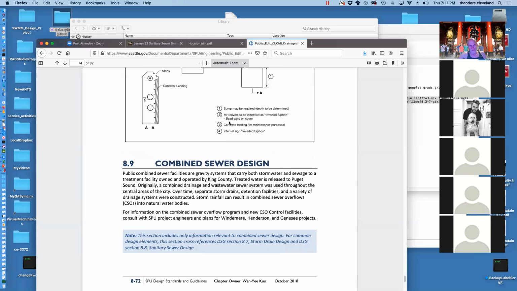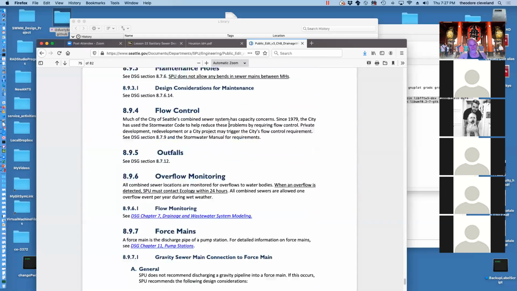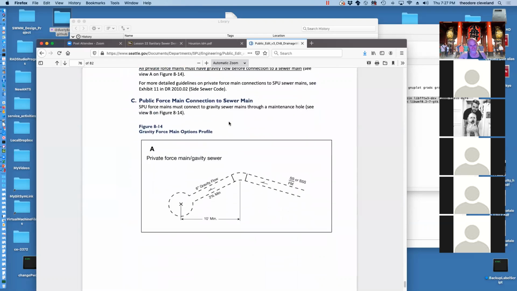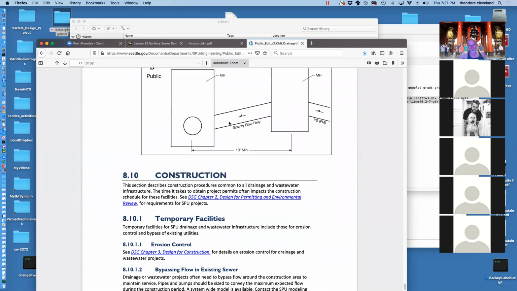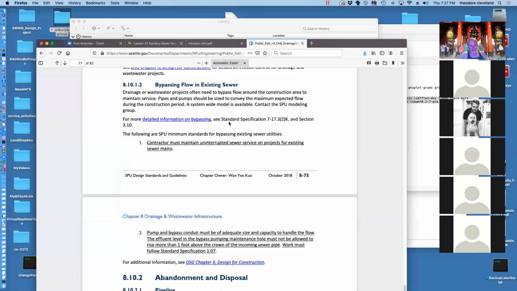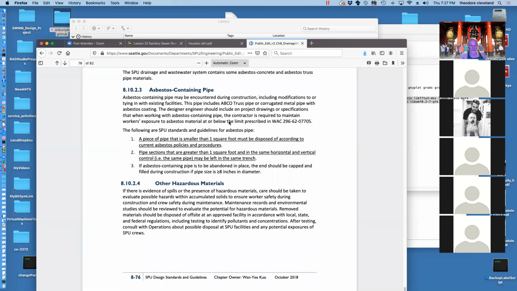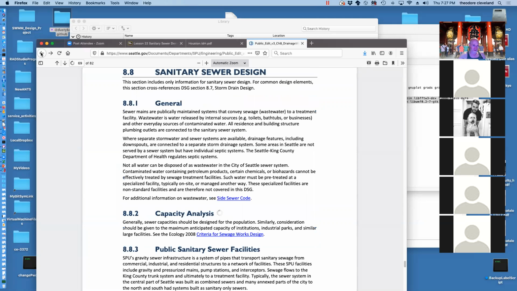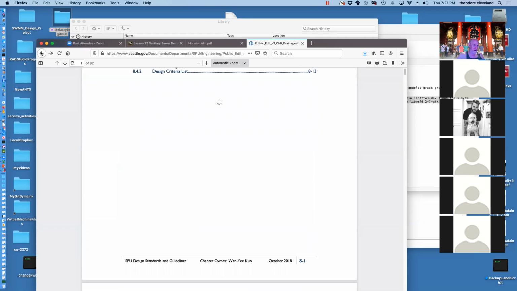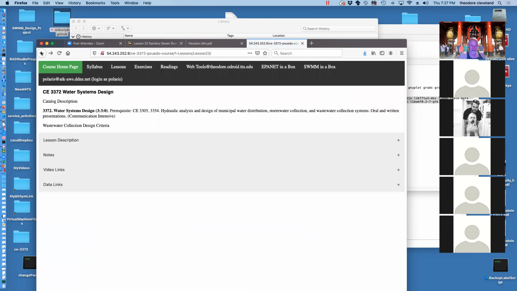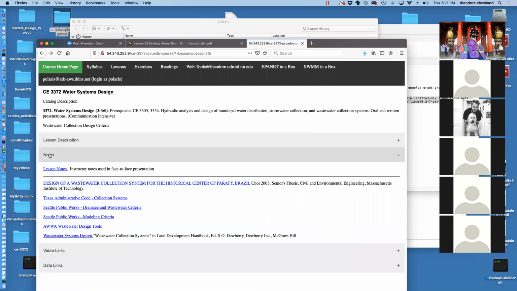It has some useful drawings and a section on combined sewers and some more useful drawings, and then various construction aspects. So that's the Seattle one. Contains essentially the same type of information that was in the Houston Infrastructure Design Manual.